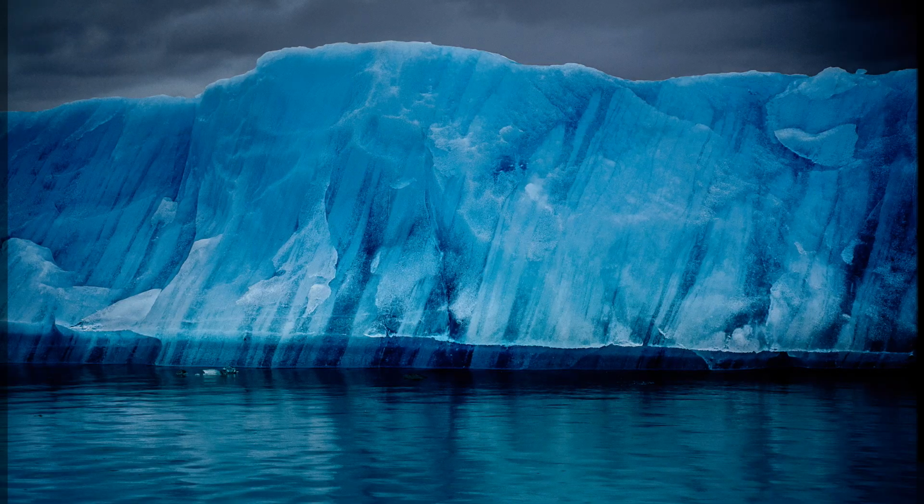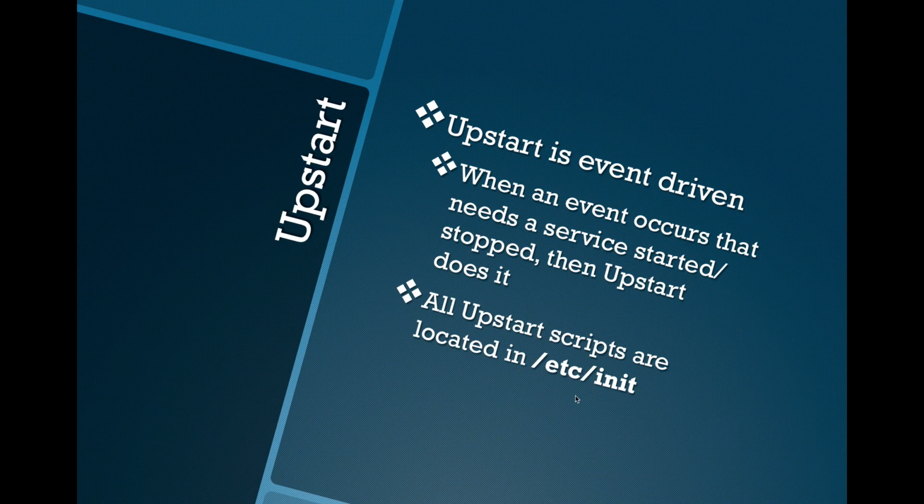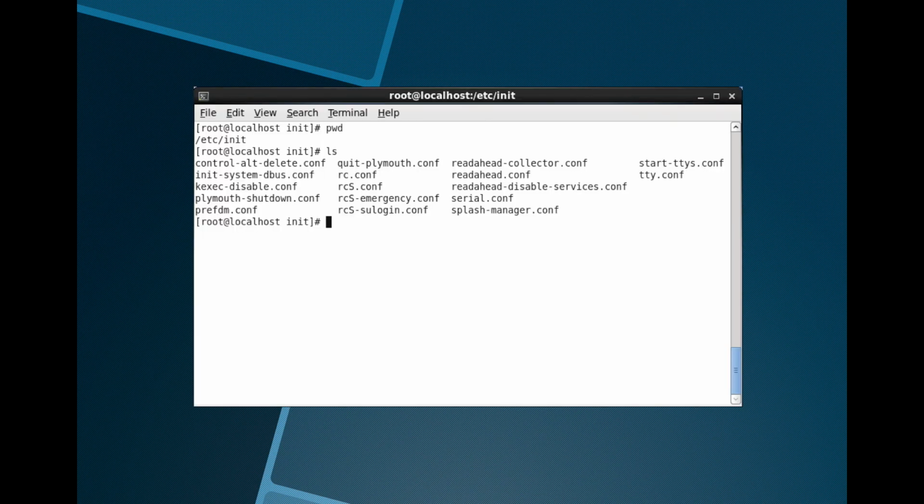Now all of the Upstart scripts themselves are right here in /etc/init. Now I'm going to show you this in the next slide right here. I've done a print working directory command in /etc/init. Okay, so you see this right here. And then here's what it's showing me. These are all of the configuration scripts for Upstart services.